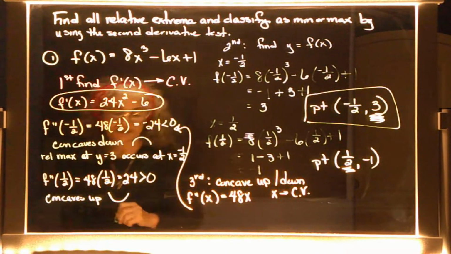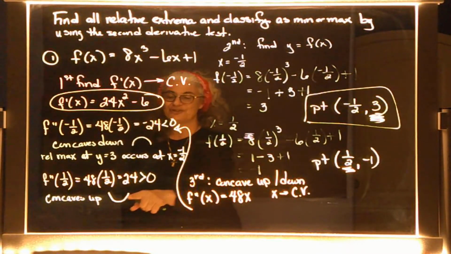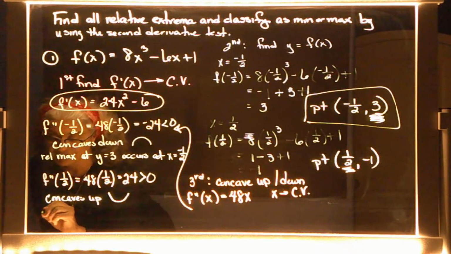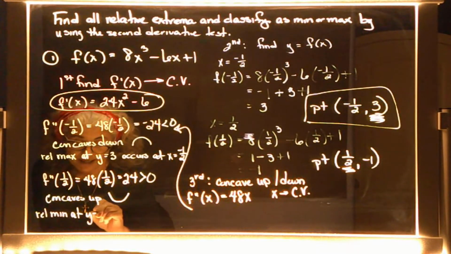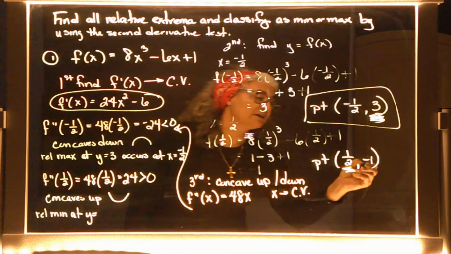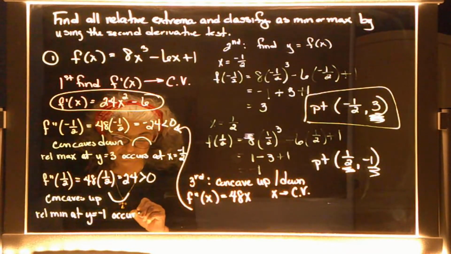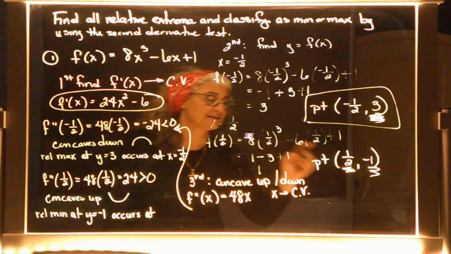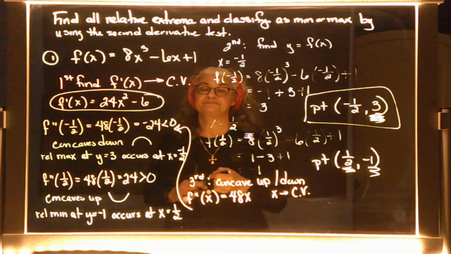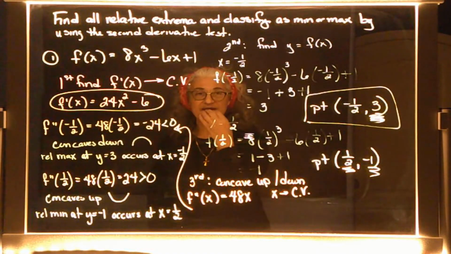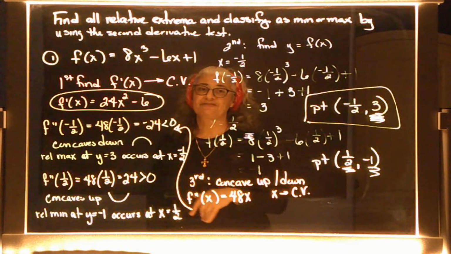So I'm drawing myself a picture. So if it concaves up, very good, you have a relative min, don't you? So I have a relative min at y equals -1, and it occurs at x equals 1/2. Cool? With me? Second derivative test, there's no graphing.